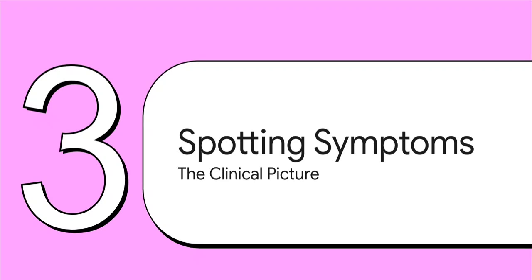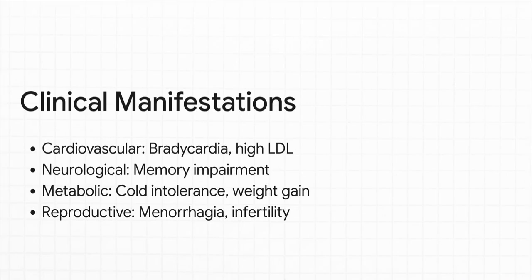Next up is Section 3, Spotting the Symptoms, the clinical picture. Honestly, the symptoms make total sense when you think about a slowed metabolism. Metabolically speaking, the engine isn't generating heat or burning fuel right, so patients experience intense cold intolerance, unexpected weight gain, and severe constipation. Neurologically, everything just feels sluggish, right? That leads to memory issues and slow thinking. Cardiovascularly, the heart rate drops, causing bradycardia, and bad cholesterol like LDL starts building up in the blood. And reproductively, this slowdown can cause heavy periods, called menorrhagia, and even infertility. Like we said, it is a total body slowdown.